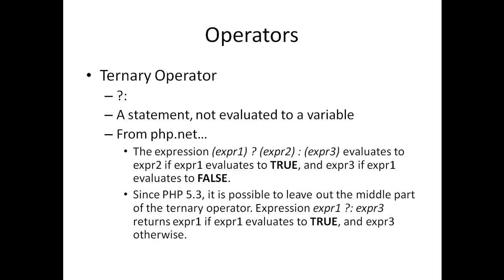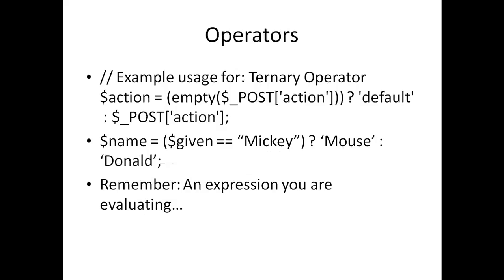Okay, so here's what php.net has to say. The expression 1, question mark, expression 2, colon, expression 3, evaluates to expression 2 if expression 1 evaluates to true, and evaluates to expression 3 if expression 1 evaluates to false. Since PHP 5.3, it is possible to leave out the middle part of the ternary operator. Expression 1 question mark colon expression 3 returns expression 1 if expression 1 evaluates to true and expression 3 otherwise. So it's a funny way of doing an if-else. For readability of code, I'd rather just do an if-else. Alright, so here is an example use of a ternary operator, though.